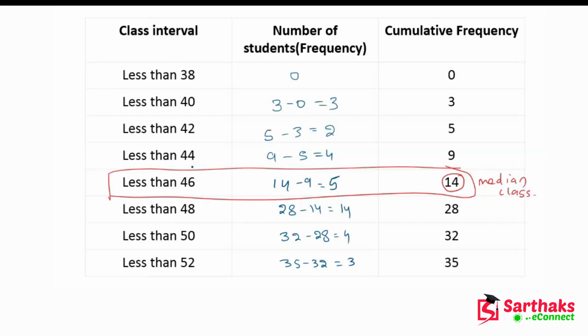In this, this is L, the lower limit. This is the frequency F. This is the cumulative frequency. And H is the upper limit minus the lower limit. This is 2, because if you subtract 46 minus 44, we get 2. I hope you understand these things, my dear friends.